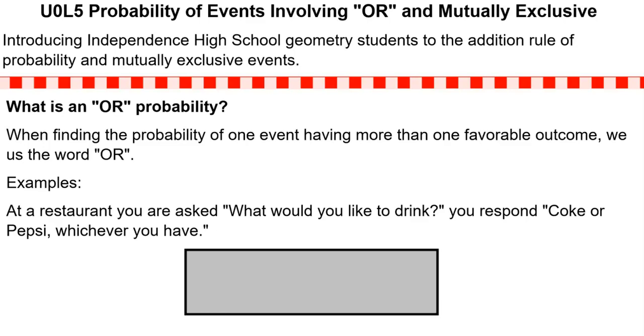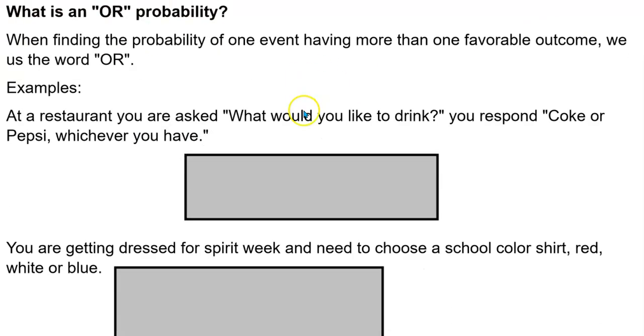Hey there, Patriots. So in this video, we are going to talk about probability of events using the word or, and mutually exclusive events. So what is a probability that uses the word or?